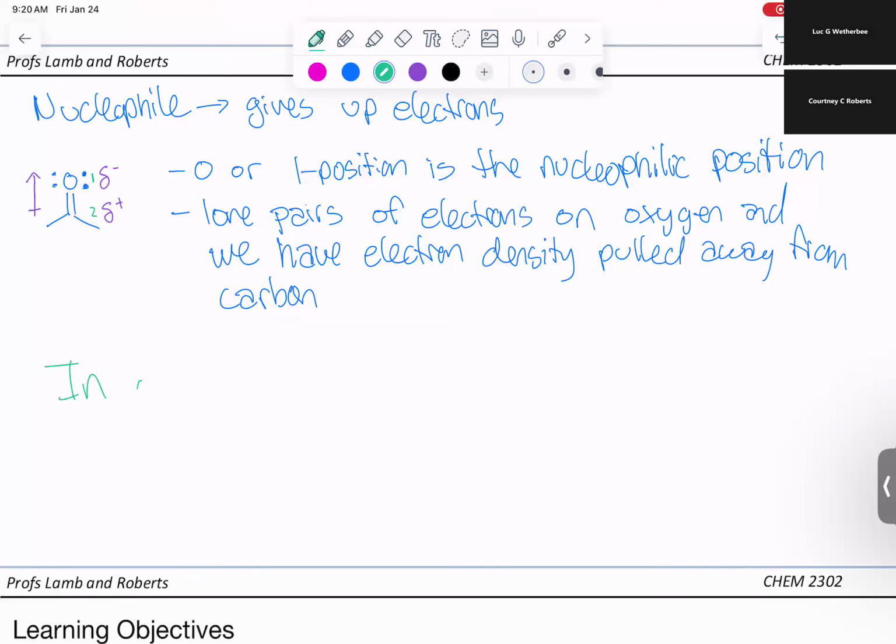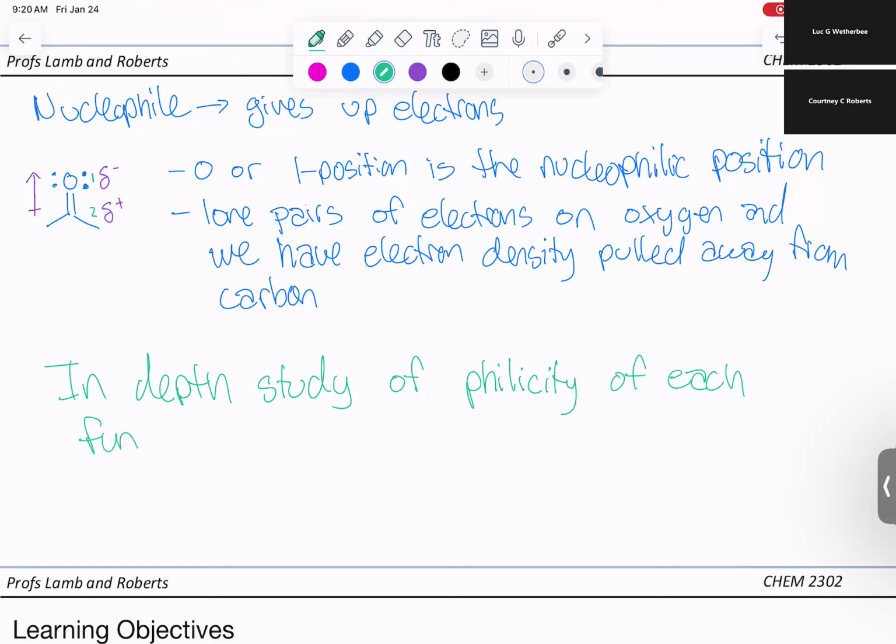All right, so that's what we're going to do. We're going to do an in-depth study of what is called philicity. Right? What does this love? Nucleophilic, electrophilic. So an in-depth study of philicity of each functional group. And the reason why we're going to do this is this informs how something reacts. All right, so that's what we do.